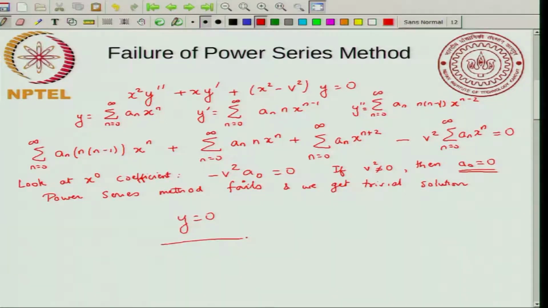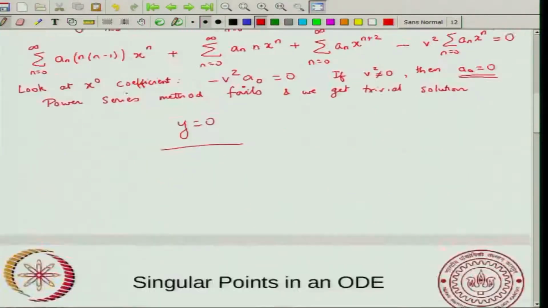So notice, since this is a homogeneous equation, y equal to 0 is a solution, but it is a trivial solution. That is the only solution that you will get. Now, why did this happen? The reason has to do with the x square term here, and the fact that the x square term goes to 0 at x equal to 0. This is what we want to explore a little more.